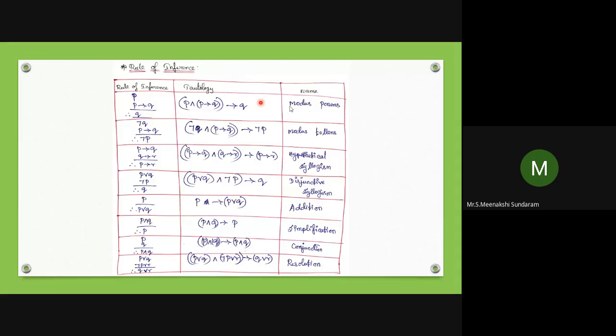The implication statement you can put in the truth table or prove without using a truth table. Without using a truth table, the final answer T will come. Using a truth table, the last column will be completely T. Truth values will come, no false value. All are true. That is a tautology.